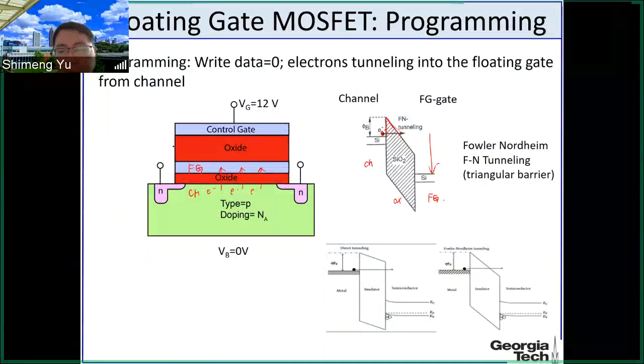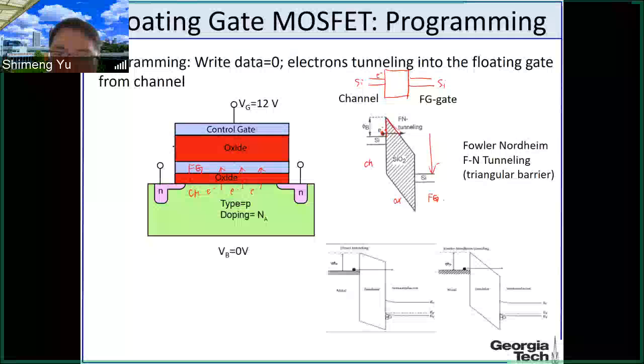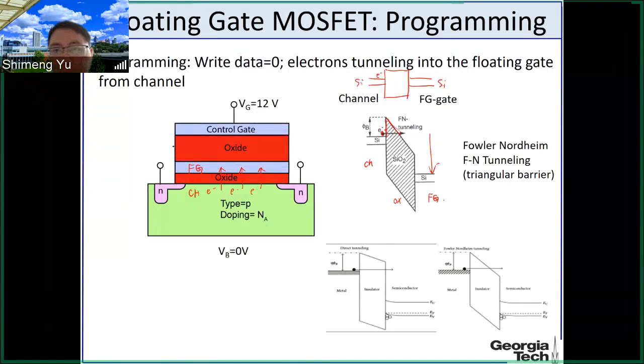triangular barrier. Previously, if we don't apply voltage, the band is like this, right? Both sides are silicon. And then the electrons will see this barrier. And normally, the electrons cannot cross over. But when we apply a very large voltage to bend the band like this, then the electrons will see a relatively thin barrier, very thin. This is like 1 or 2 nanometers.